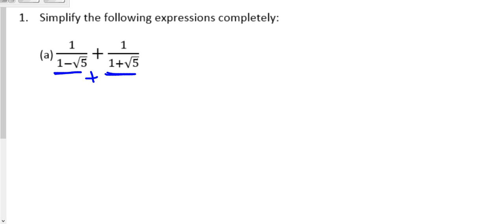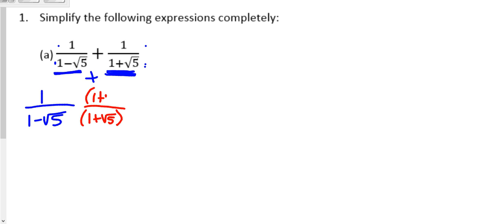Whichever method works best for you does not matter, as long as you get the right answer in the end. So we know that we will have to multiply the top and bottom of the first equation by the conjugate of the bottom, and multiply the top and bottom of the second equation by the conjugate of its bottom. So that means when we have 1 over 1 minus the square root of 5, we will have to multiply the top and bottom of that by 1 plus the square root of 5, and 1 plus the square root of 5. So let's treat these like two separate problems and then add them in the end.